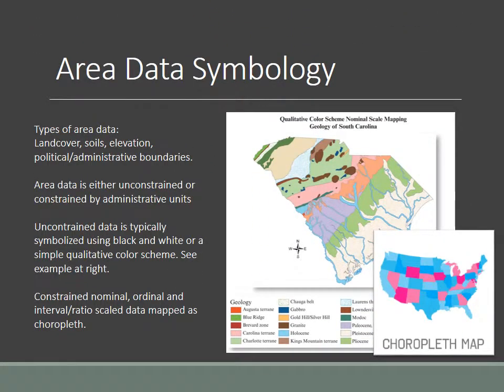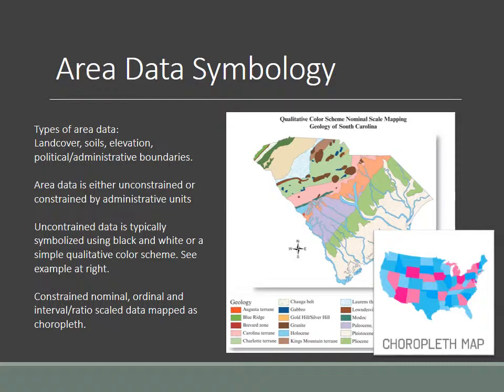Special attention should be paid to symbolizing area data. Whether it is land cover, soils, elevation, or political or administrative boundaries, the way it is symbolized can impact the way the map user interprets the data. Area data can be thought of as either unconstrained or constrained. County data is a type of constrained data. There is an administrative boundary. Unconstrained data might be something like bodies of water or land use that spans across political boundaries.